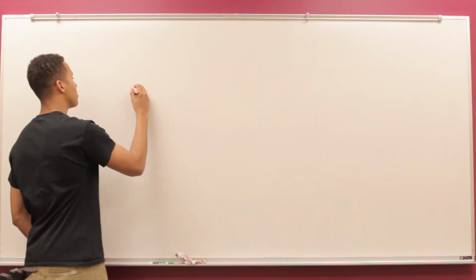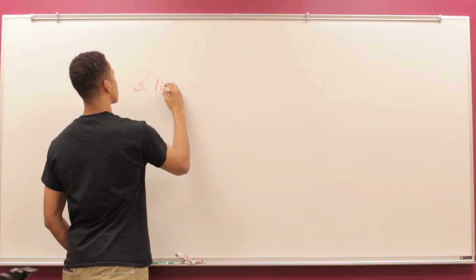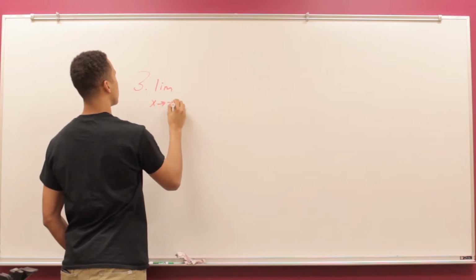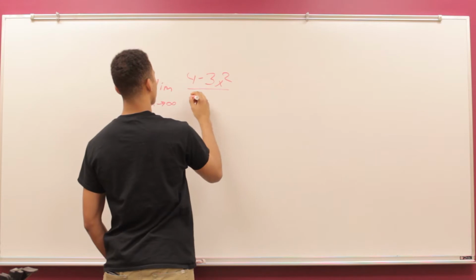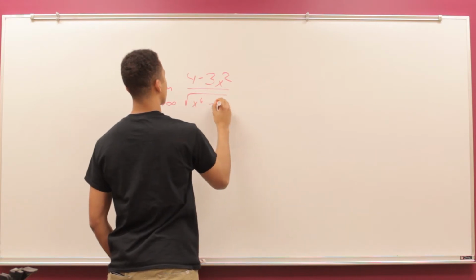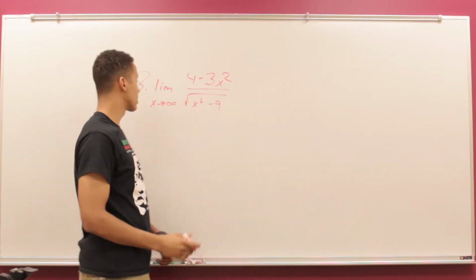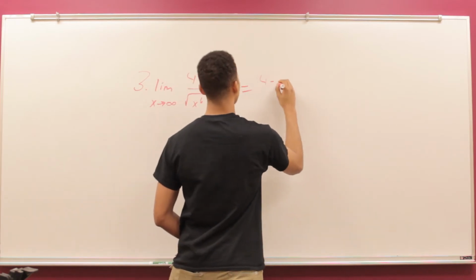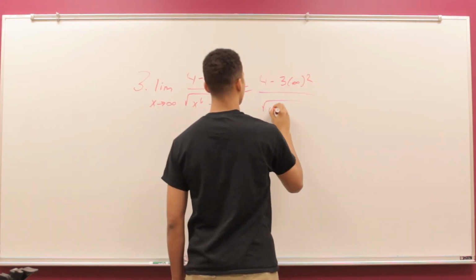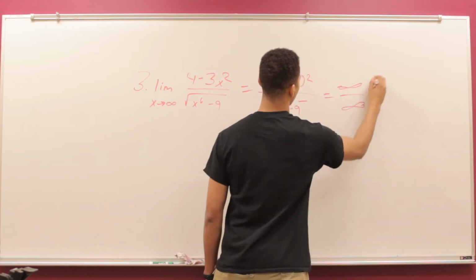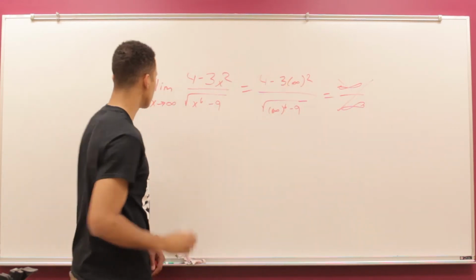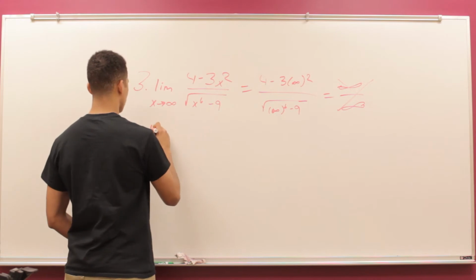Number 3. The limit as x approaches infinity of 4 minus 3x squared over the square root of x to the 6th minus 9. So first of all, we're going to plug in infinity and see what we get. It's going to equal infinity over infinity. Now, we can't do that. So what we need to do is make the problem look different. So we'll write it again.